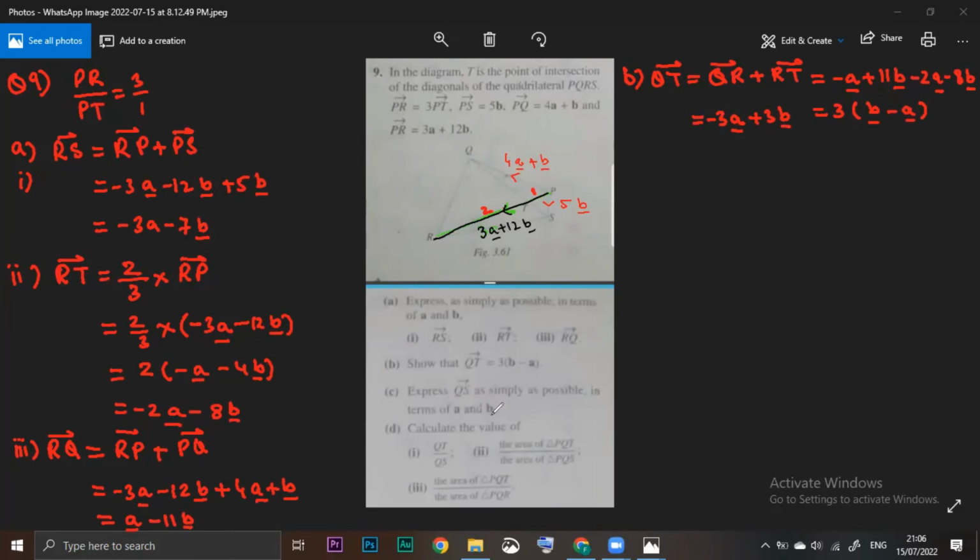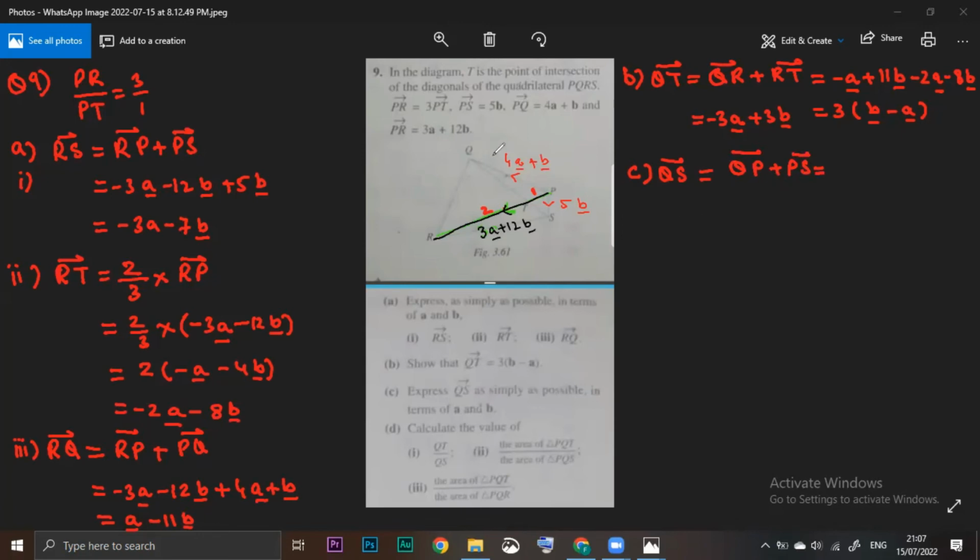Now express QS as simply as possible in terms of A and B. C part is we want to find out the expression for QS. In QS, Q is the tail, S is the head. Stand at the tail, which is Q, and move towards S. QP plus PS.